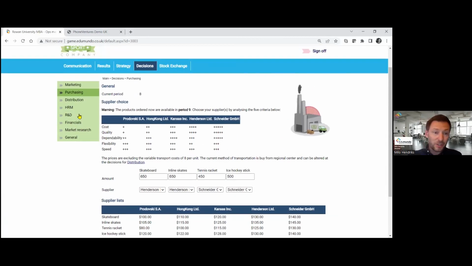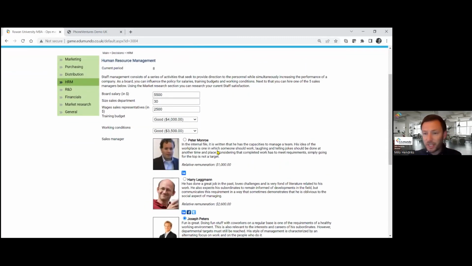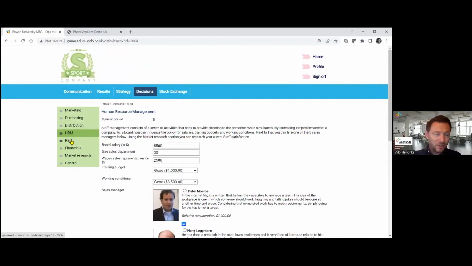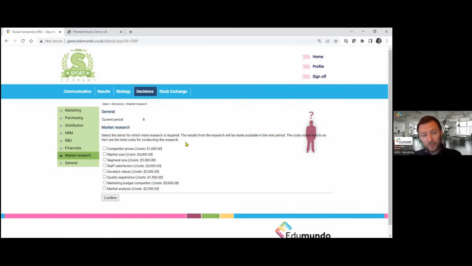Well, there's some HR decisions to take: salaries, number of sales reps, hiring a new sales manager. Some more R&D decisions to improve your processes or your products. And if you improve your products, you get a higher demand, of course. And as I said, the market research, very important. As Joe already explained, it's very important that students invest in this.